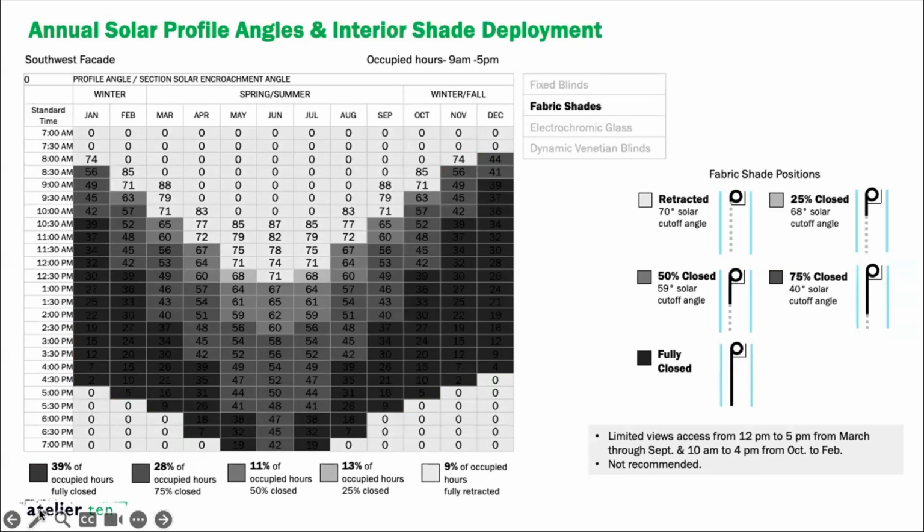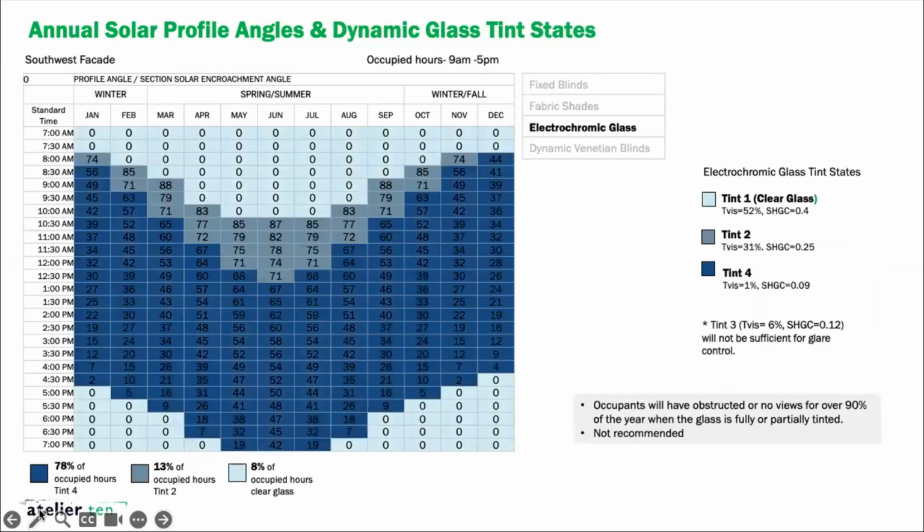Comparing that to something like fabric shades, you'll see that, depending on the time of day, we're going to have to deploy the fabric shades to a different height. And so 39% of occupied hours will have the fabric shades fully closed, which is not ideal for a space that's trying to maintain views and maintain a sense of daylight in the space. So again, we ultimately decided not to recommend these fabric shades.